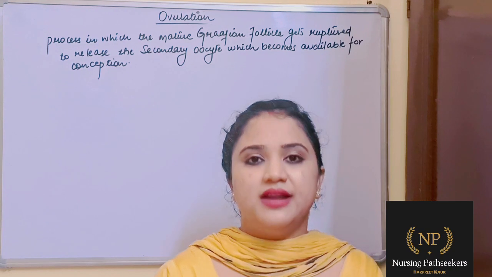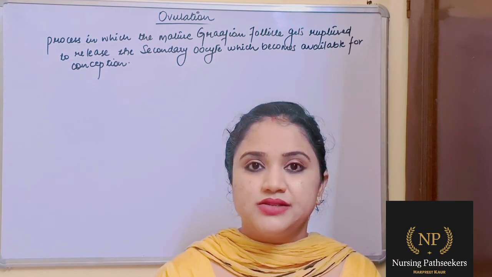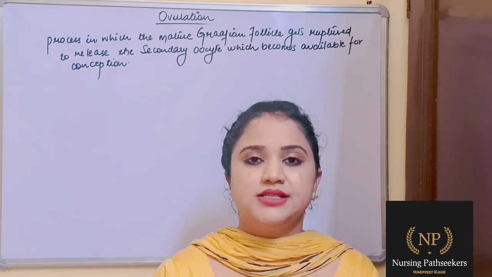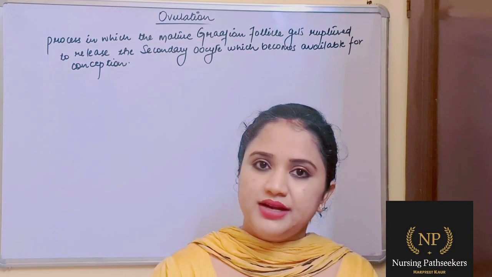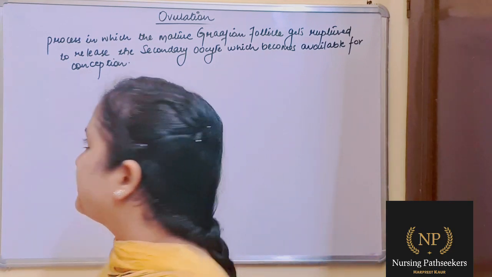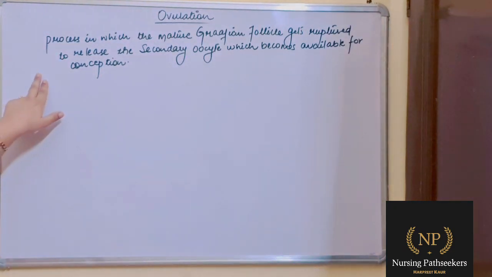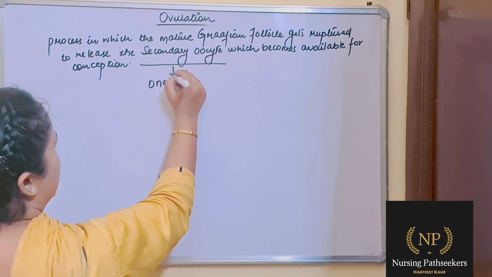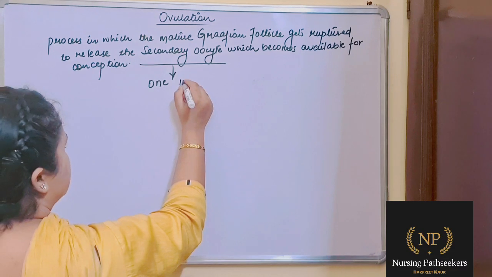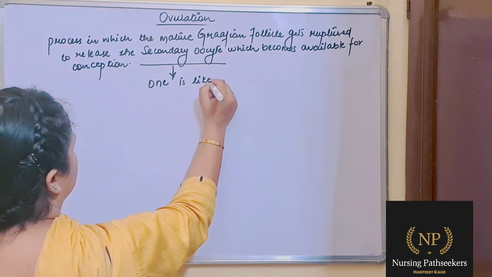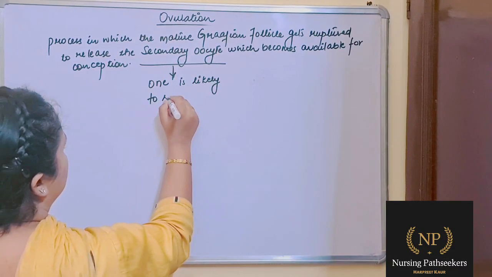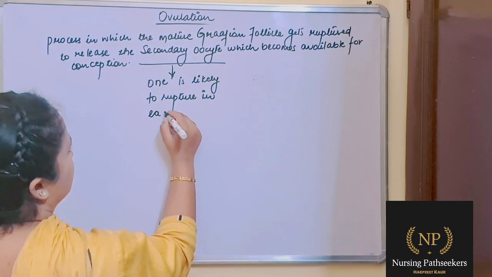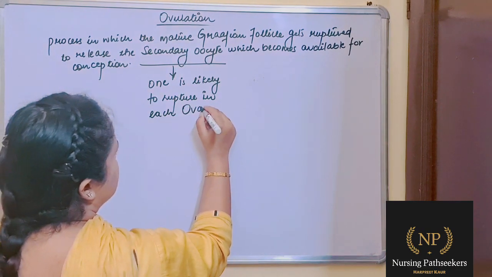I have already explained about secondary oocyte in my oogenesis video in details, and also about the maturation of Graafian follicles in my menstrual cycle video, right? So let's proceed further. So what happens? Only one secondary oocyte is likely to rupture in each ovarian cycle.